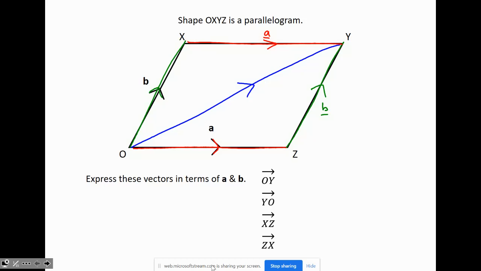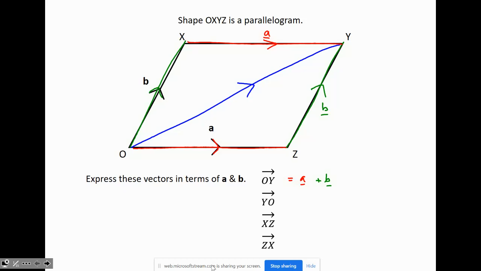They're both A. So to express these vectors in terms of A and B then, O to Y then, that blue line, we're going to be going along A and then along B, or along B, then along A. So overall, O to Y would be A plus B.